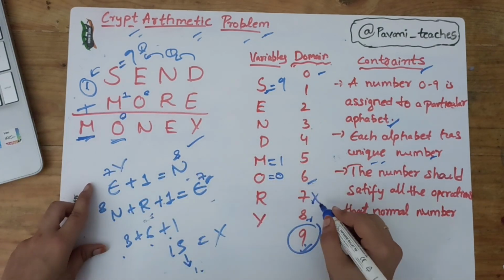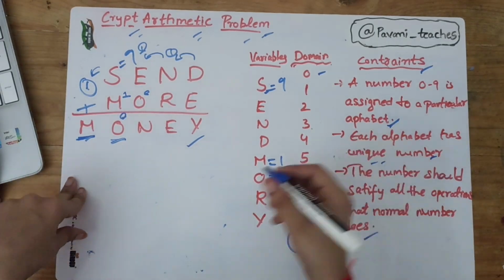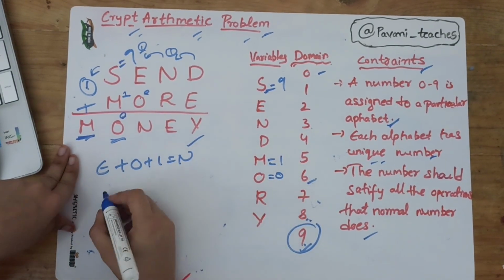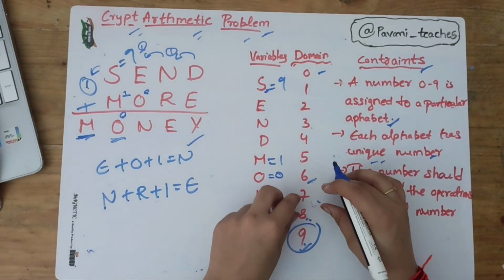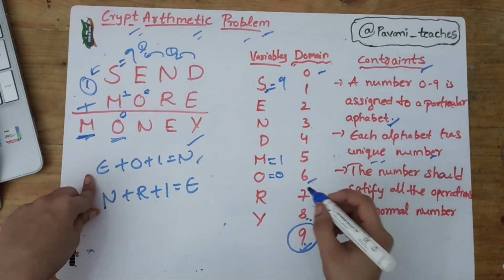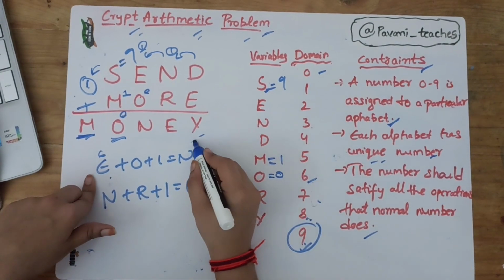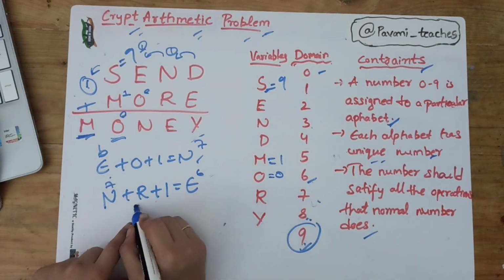So you have to change the values of E and N. Now you have to consider the same equations that we got before. Now you have to try to change the values of E and N. Now I am taking the value of E as 6. So automatically the value of N will become 7. Now we'll try to consider the value of R.